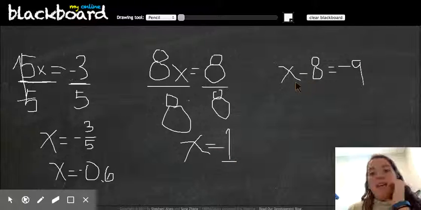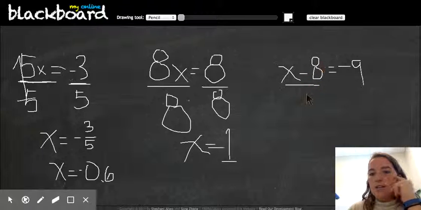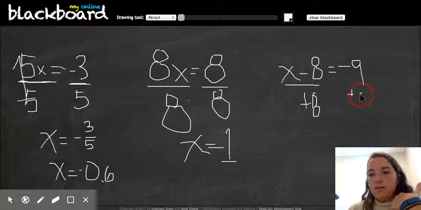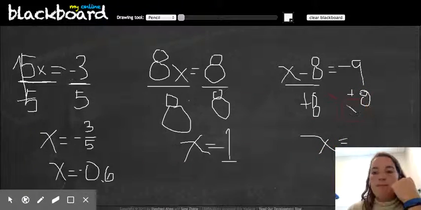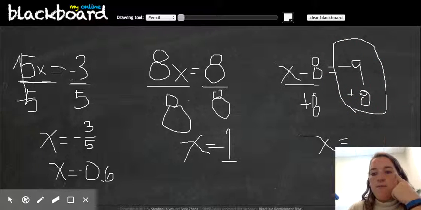Lastly, we have x minus 8 equals negative 9. What operation are we doing here? Subtraction. I need to do the opposite, so I need to add 8 to both sides. So now I have x equals negative 9 plus 8. Go ahead and do this on a calculator if you don't know how to add integers, and it'll be negative 1.